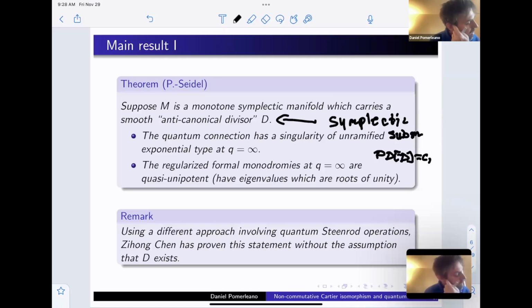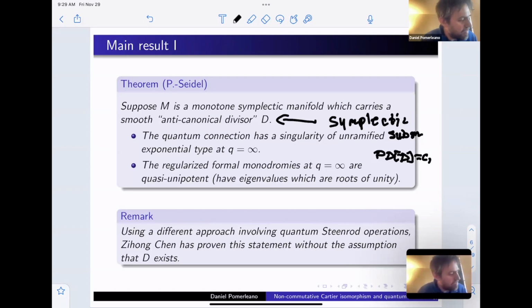And anyways, what we proved is that in this case the singularity has unramified exponential type at q equals infinity, and furthermore the regularized formal monodromies at q equals infinity are quasi-unipotent, meaning they have, as we said, eigenvalues which are roots of unity, just like in the algebro-geometric case.